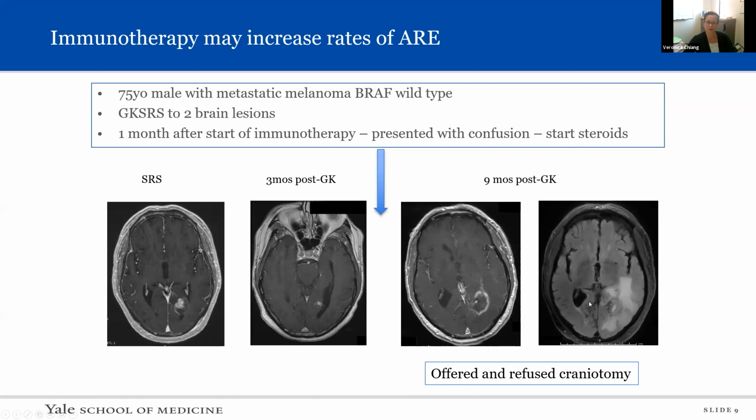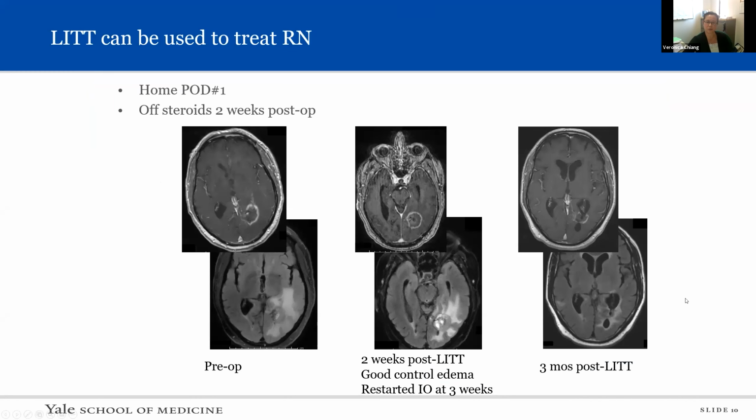He was 75. Patient and family didn't really want him to undergo a craniotomy. And so he was one of the first people that we offered laser to. And so what you can see here to the left is the prior to LITT images. And then as early as 2 weeks afterwards, you can see that the lesion's not changed in size, but the edema around it has gotten better. And so he was able to go back onto immunotherapy 3 weeks after its discontinuation. And at 3 months, you can see that the lesion shrunk and followed suit.